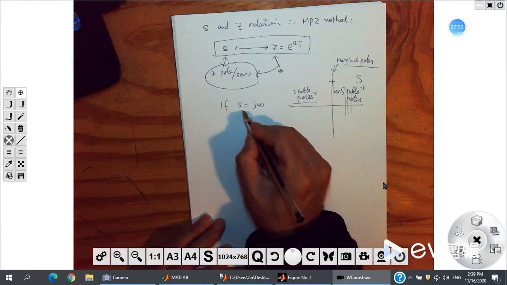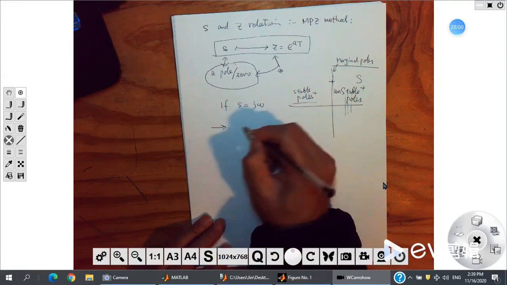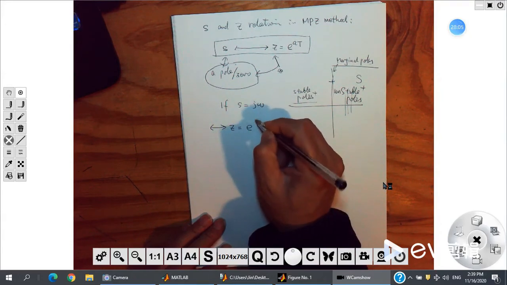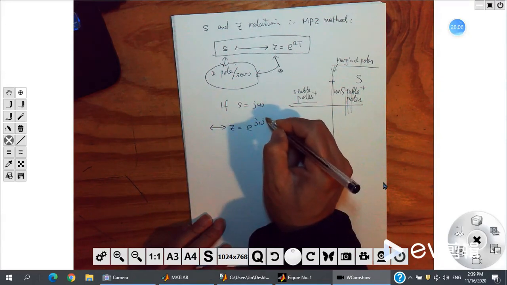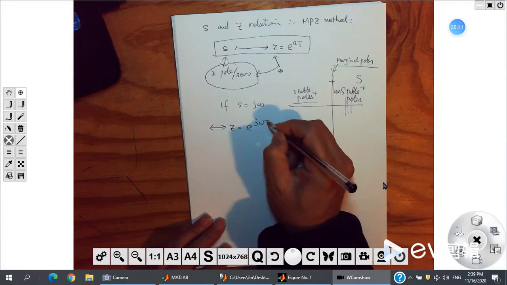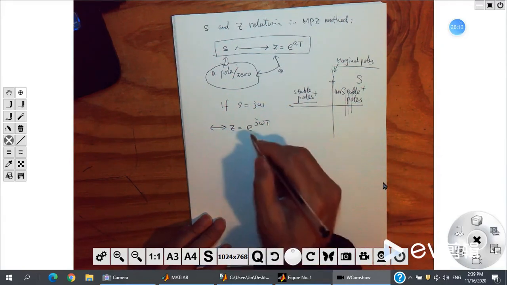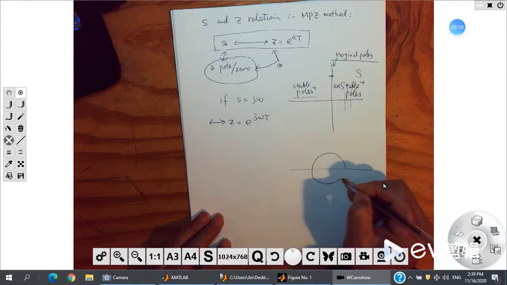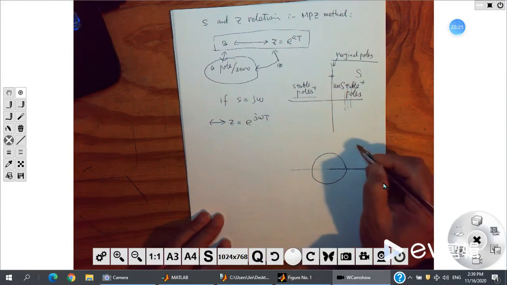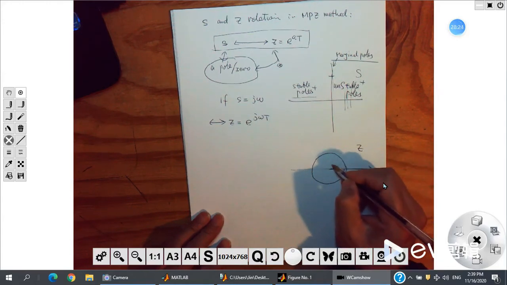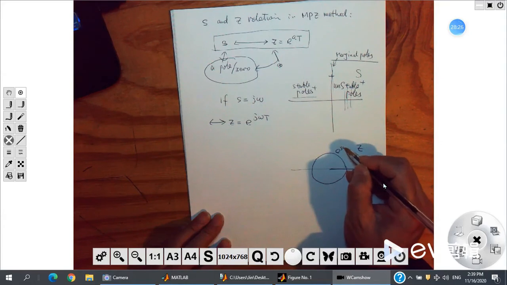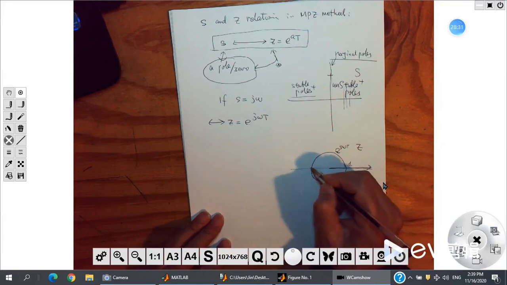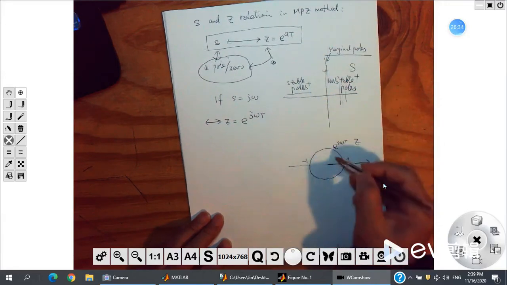For the marginal poles, according to Z, there will be e to the ST. S is j omega, so this is e to the j omega T. Now what is this? This corresponds to the unit circle in the z domain. It is a circle. Here's a 1, here's a negative 1. So this line goes to a circle.